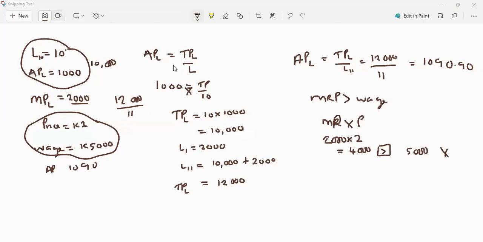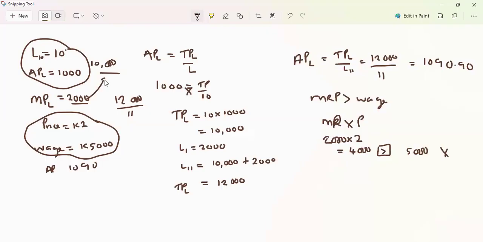I repeat, we have 10 laborers, their average is 1,000. So the total product produced by these 10 laborers is 10 times 1,000, which gives us 10,000. So this is our total product of labor. But we have one additional laborer who has 2,000 units and wants to join the company. So when he joins the company, you add this 2,000 to this 10,000.